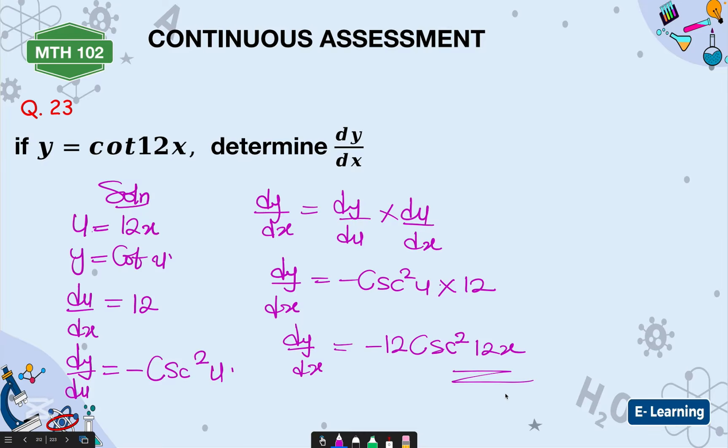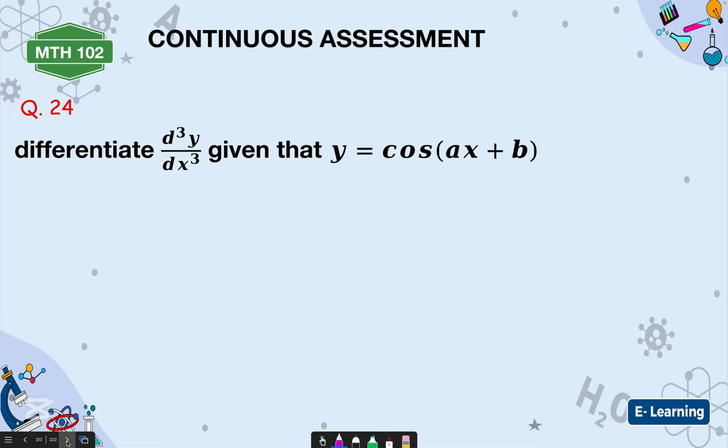All right, so let us see the next question. The next question says differentiate or find the third derivative given that y is cos(ax + b). How do we find this? y is cos(ax + b).